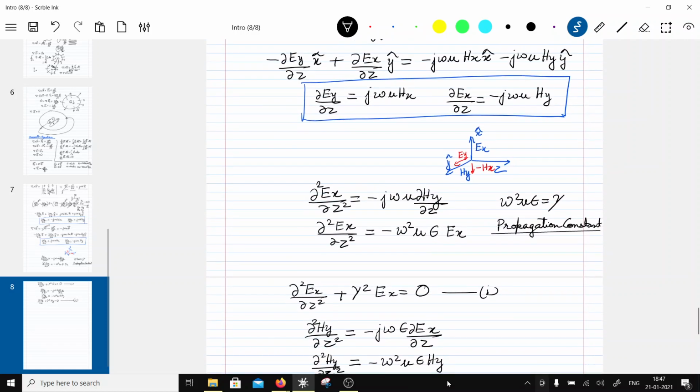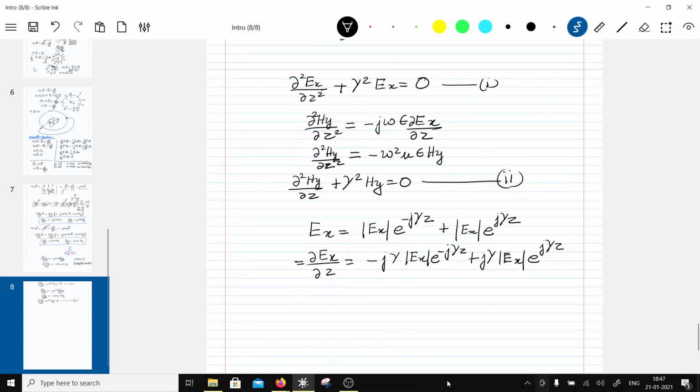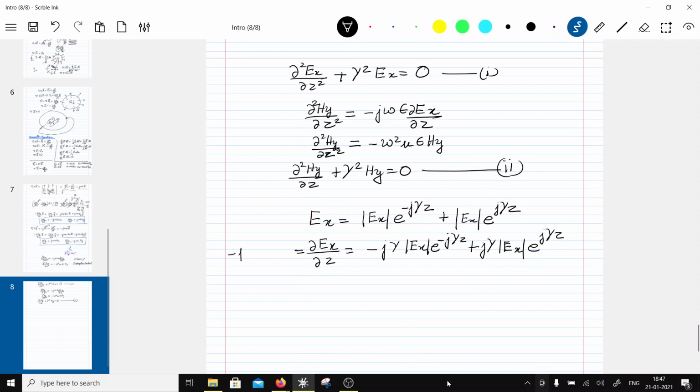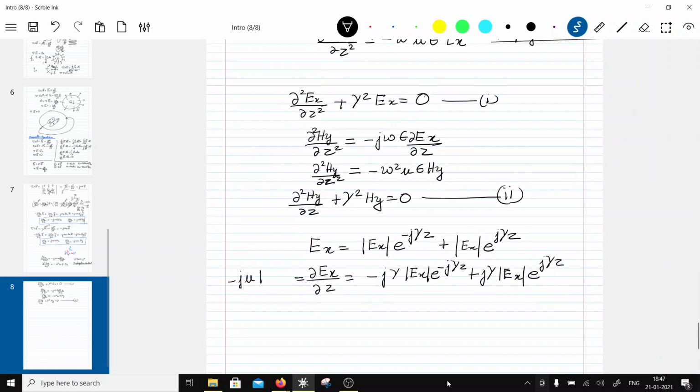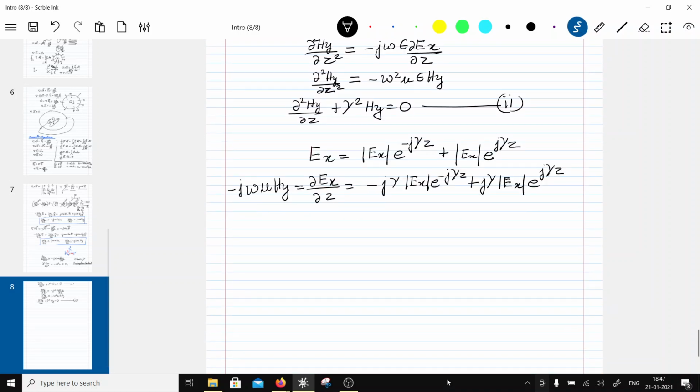That will be minus j omega mu Hy, right? So minus j omega mu Hy. So from here I don't have to write the equation for Hy as a solution for equation 2. I can directly get it over here.